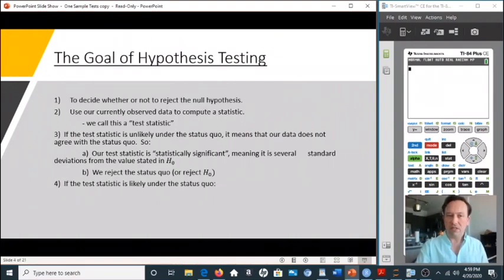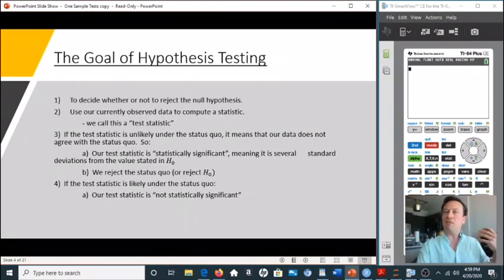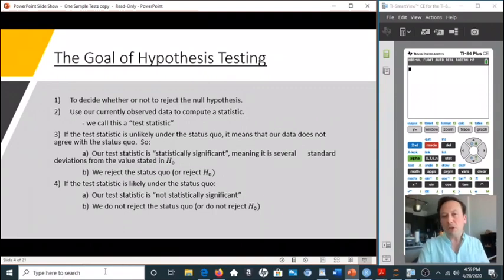Now, the opposite of this. So number 4 is the opposite. So if the test statistic is likely under the status quo, that means they're about the same. So that means that the statistic is not statistically significant. It's not different than the null. It's not different than the status quo. So we do not reject the status quo.